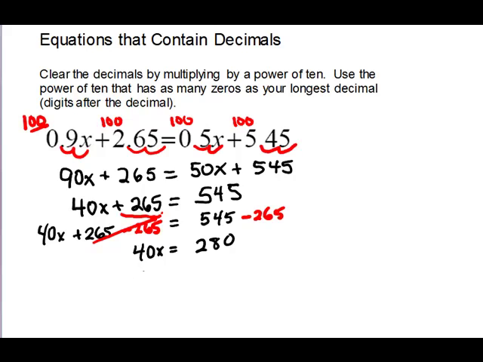So we're going to divide on both sides by 40. This side will cancel to leave us just x. On the right-hand side, if you like, you could reduce first by a factor of 10. That would give us a smaller number to divide. 4 into 28 will go 7 times. So we get x equals 7.